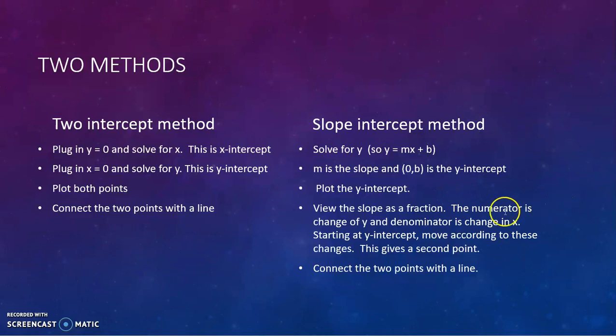And then the numerator is the change in y. So the thing on the top is how much y changes, and the thing on the bottom, the denominator, is the change in x. Now, you'll see that in some examples. That'll be more clear in examples. But starting at the y-intercept, you move according to these changes. Again, you'll see this shown in the examples. That gives you a second point. You already have the y-intercept as your first point. This now gives you a second point, and then connect the 2 points with the line.